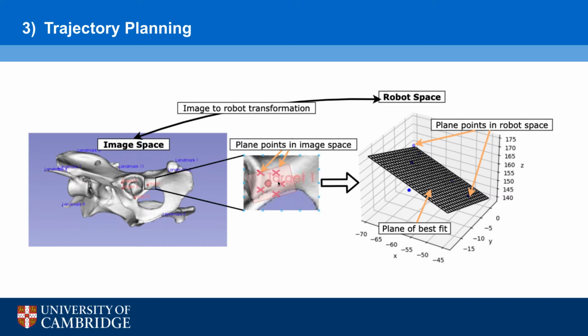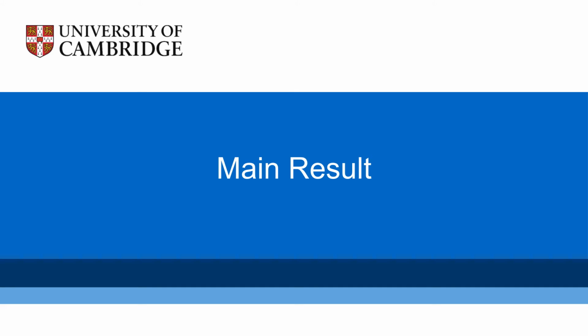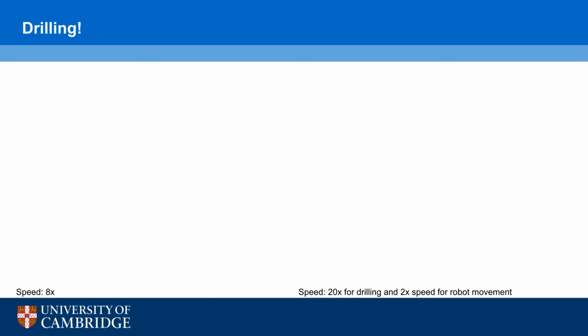He can create points in the image space in the virtual environment. We then use the transformation we've just talked about to map that from the image space to the robot space. We fit a plane of best fit, and then we tell the robot to go to the target at an angle that is normal to this plane. So now we have a way of creating a target, and we have a way of telling the robot at what trajectory it should be coming at. So what we do next is we actually do the drilling.